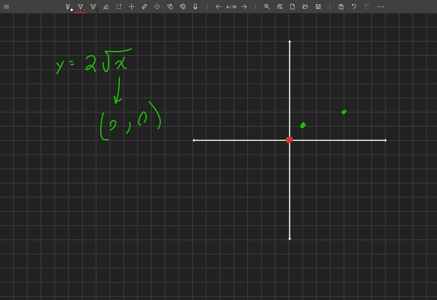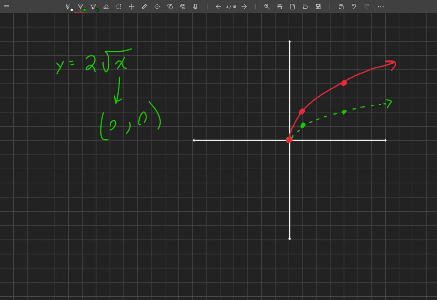It doesn't go anywhere. But if you double 1, you get 2. If you double 2, you get 4. So you end up getting this taller, stretched out square root function. So let me kind of do this. So the green one here, that's the original. That's the parent function, right?